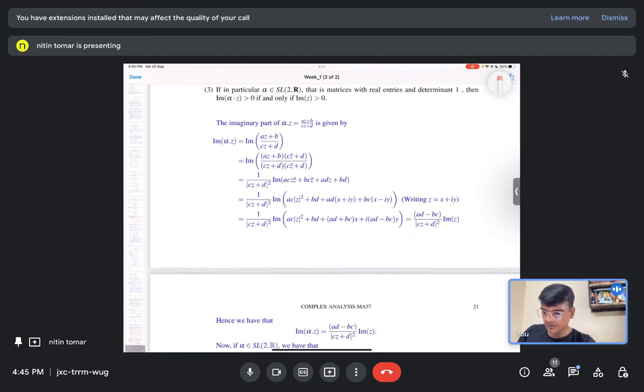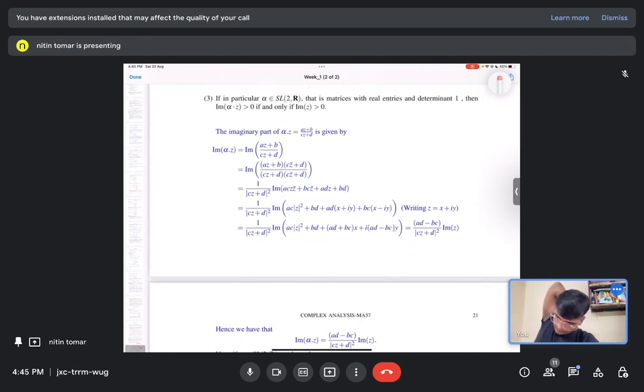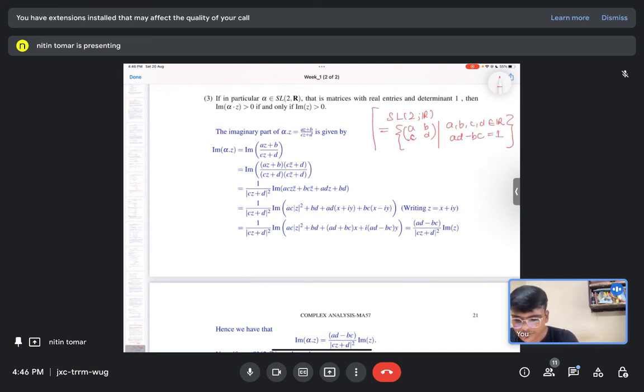Now the third question is long. So SL2R, basically SL2R means this. It is again 2 cross 2. It is the collection of A, B, C, D 2 cross 2 matrices such that A, B, C, D are coming from R. Okay. And its determinant, what will be the determinant? AD minus BC, right? This will be the determinant of this matrix. It is 1.